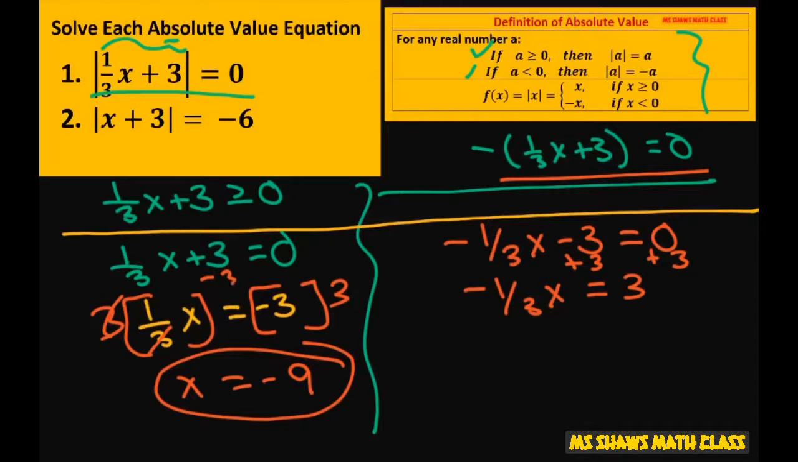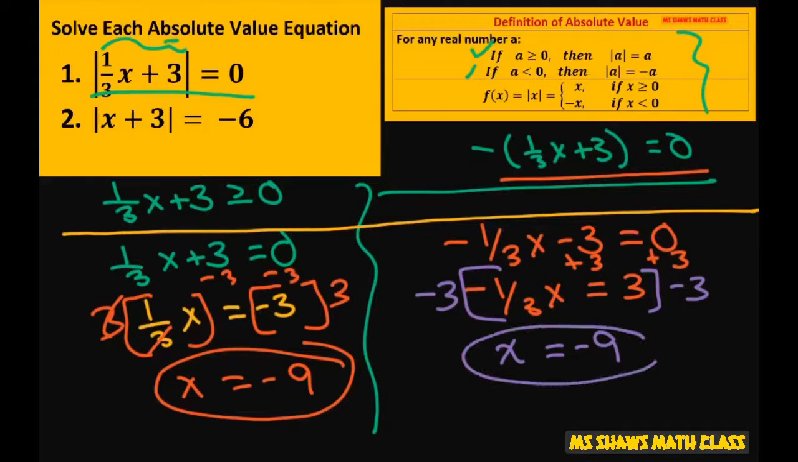Here we subtracted 3. All right. And then multiply both sides by negative 3 because we want our x positive. So this will cancel and you'll get x equals negative 9. So you only have one solution. And that makes sense because we have a 0 here.